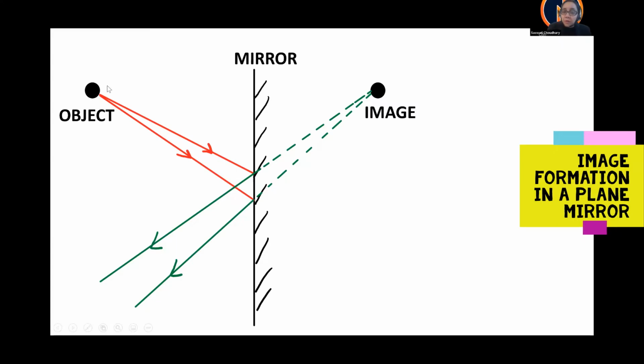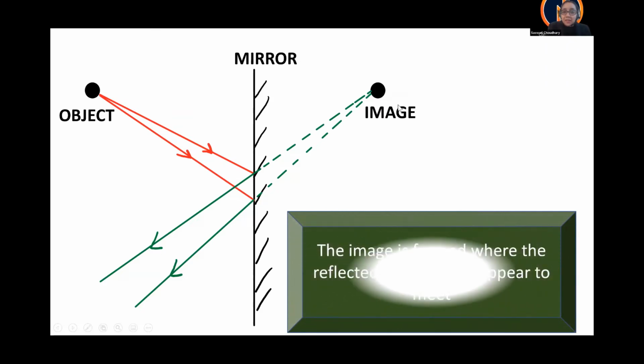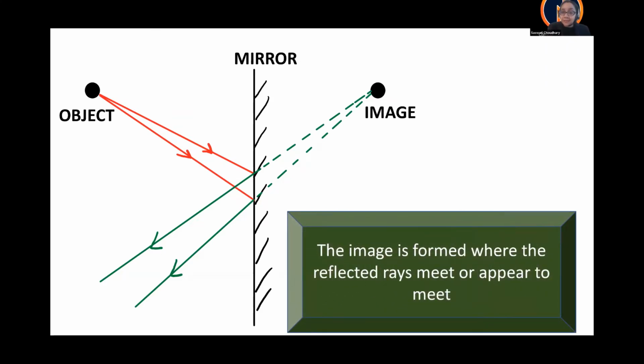Like if you place an object, it is laterally inverted. So you should take care of the fact that the image size and the object size will be the same. The image distance and the object distance will be the same. And the image is formed just by dragging the reflected rays backwards. Okay, and the image is virtual in nature. That means the image is not real. So the image is formed where the reflected rays meet or appear to meet.